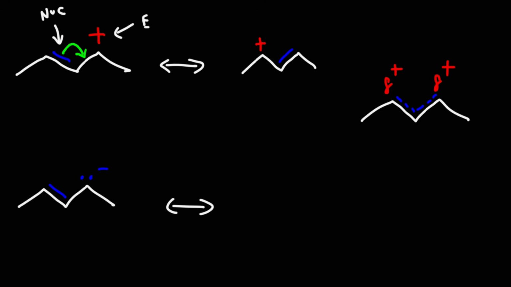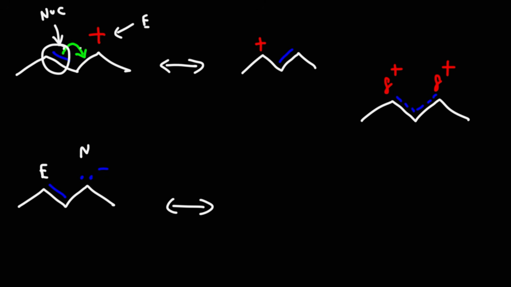Now, which one has higher electron density? Would you say the double bond or the lone pair with the negative charge? The double bond is neutral. The lone pair has a negative charge, so it's more nucleophilic. It's more negative. So in this case, the double bond is going to be the electrophile.